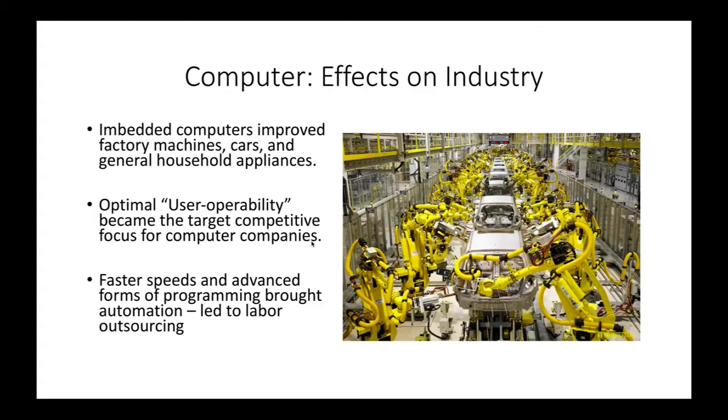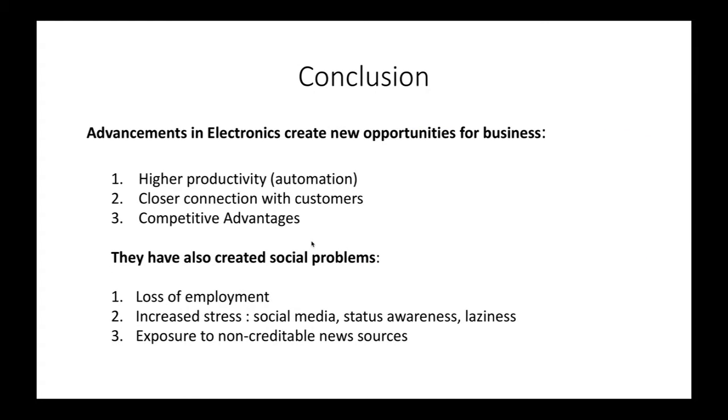When does this stop? To what extent are companies going to use automation technology in replacing human jobs? And it's one of the scarier things to have to think about. So, as a conclusion, advancements in electronics have created many opportunities. They've given higher productivity to business through the use of automation and computers. They've connected customers with business in advertising, and they've also given business competitive advantage in information transmission and also in information storage and information integrity.